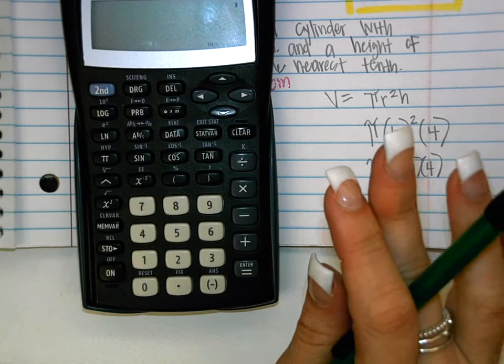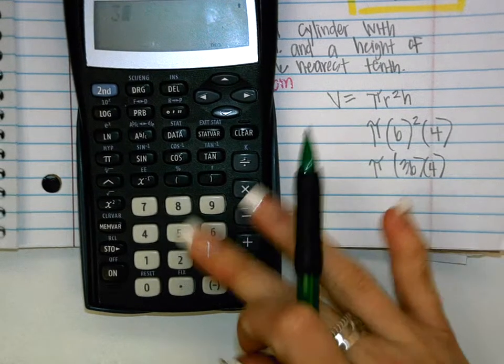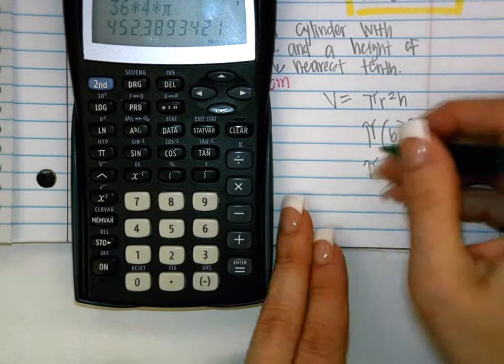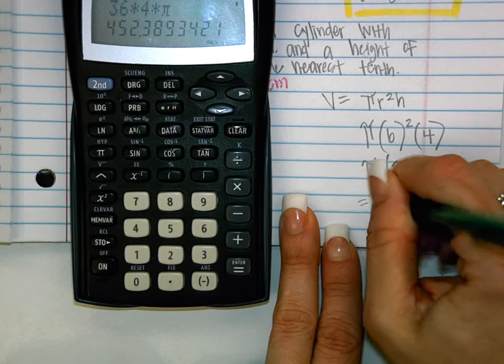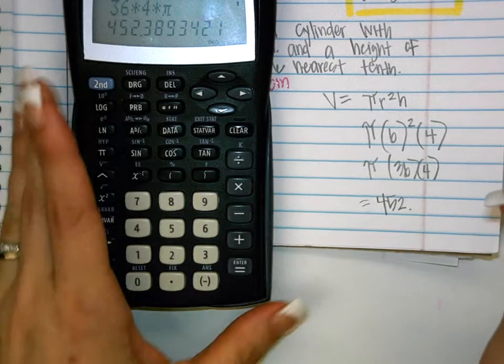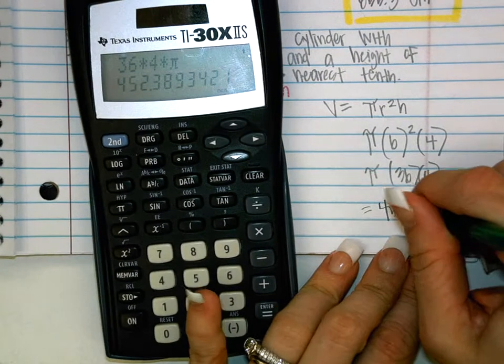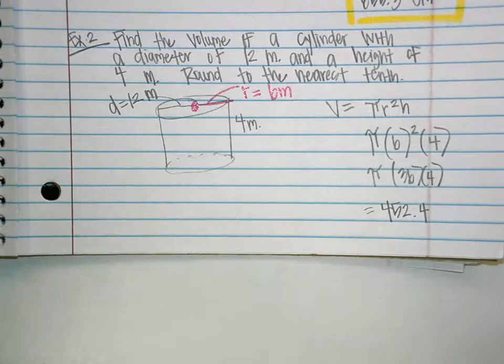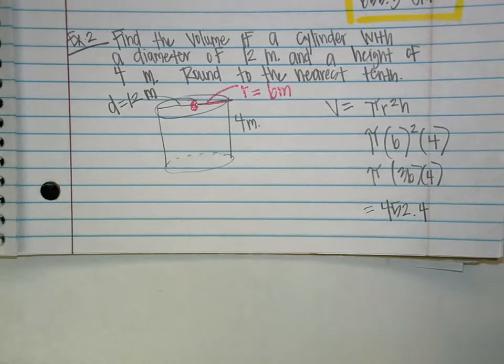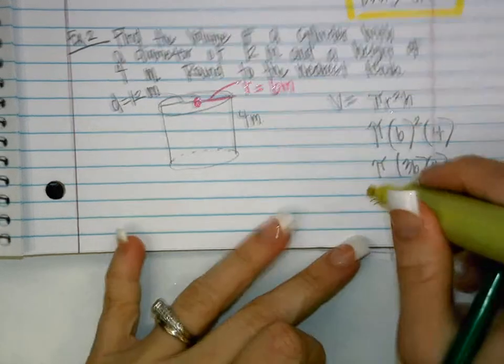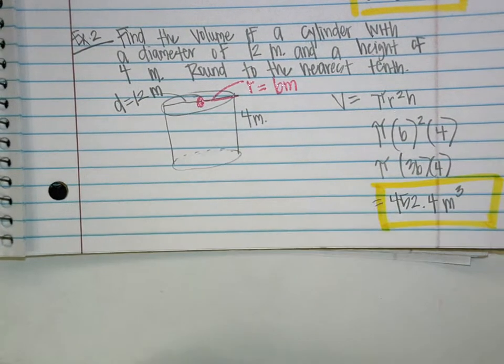But they did. Okay, so we're going to do 36 times 4 times pi. Multiply that all together and we should get 452 point what? 452.3893, so 452.4, and what should my label be? Meters cubed, right. Make sure that label is on there. It is fairly important.